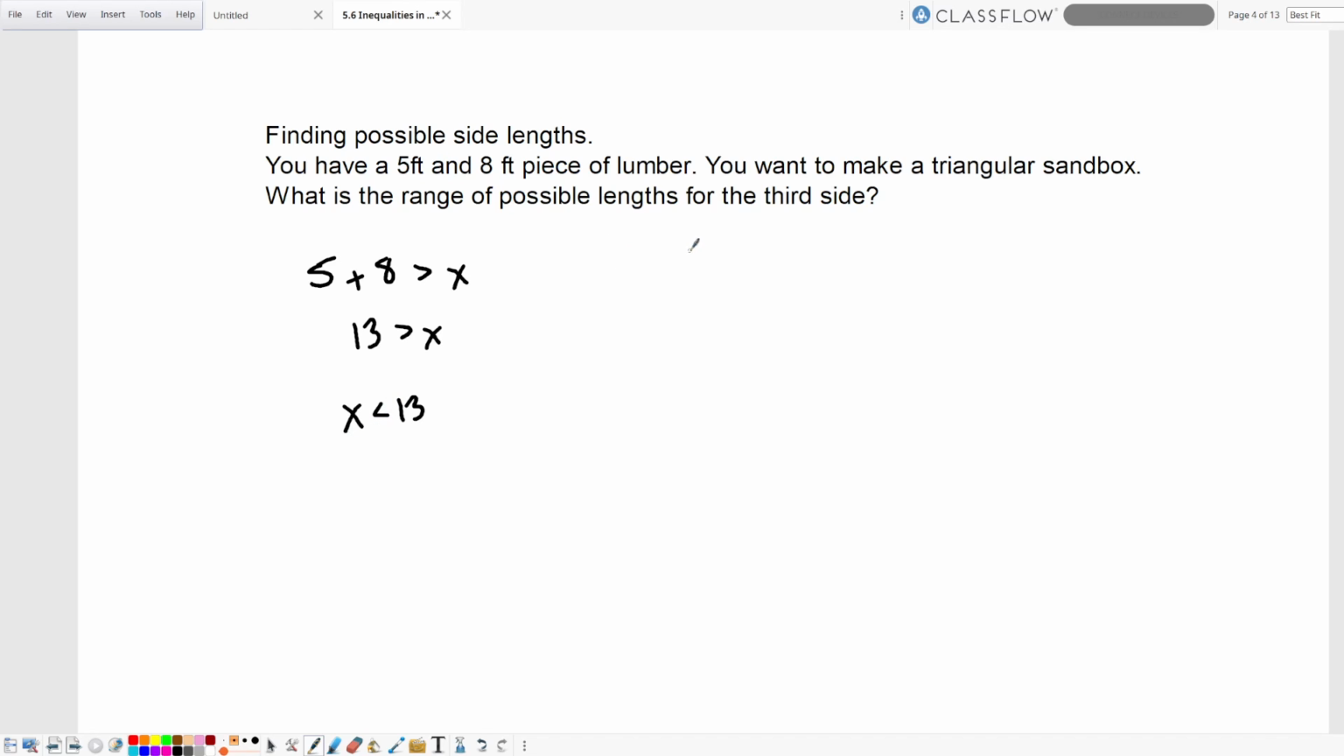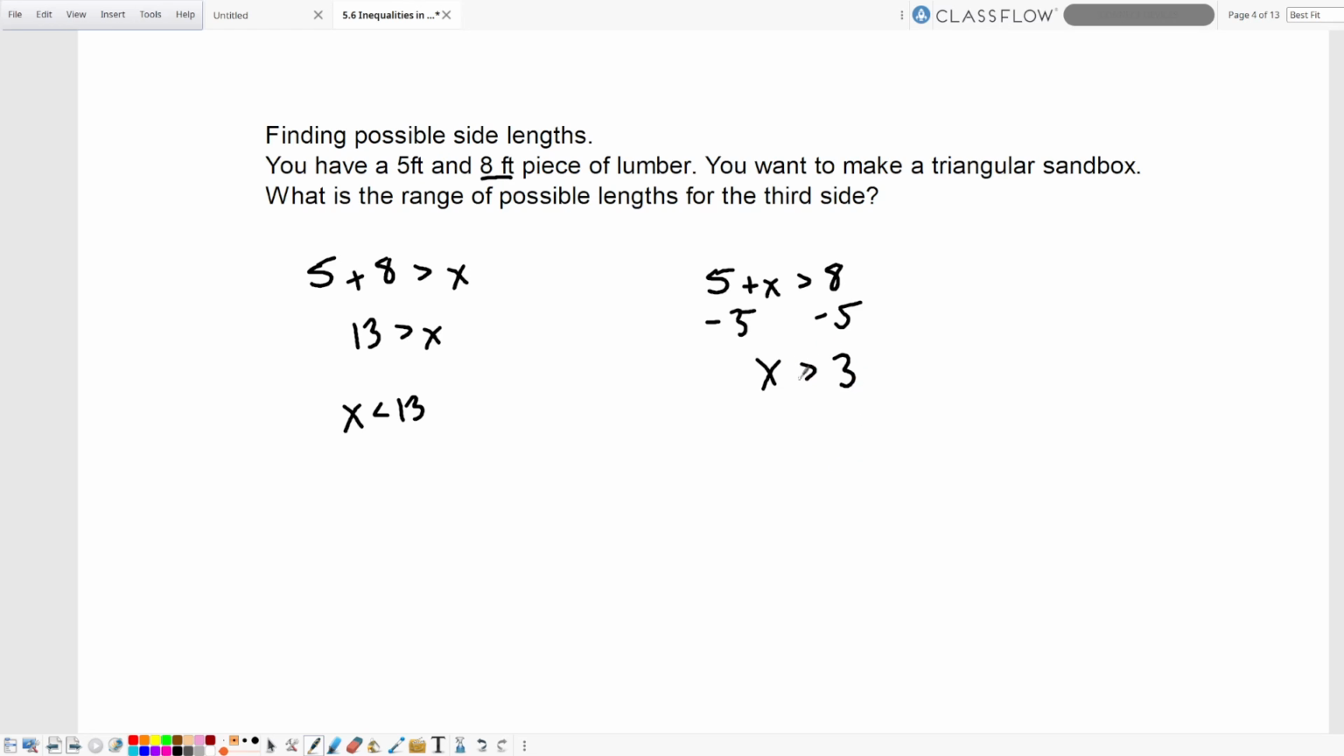Well, what's the minimum? So now, if we're going to do the minimum, we're going to assume that 8 is the longest piece. So we would say 5 plus my unknown has to be greater than 8. So the two smallest pieces, we're going to assume 5 and the unknown are going to be the small pieces, and this would be the largest piece of the triangular sandbox. Then we just solve this inequality. So you just subtract 5 from both sides. You get x is greater than 3.